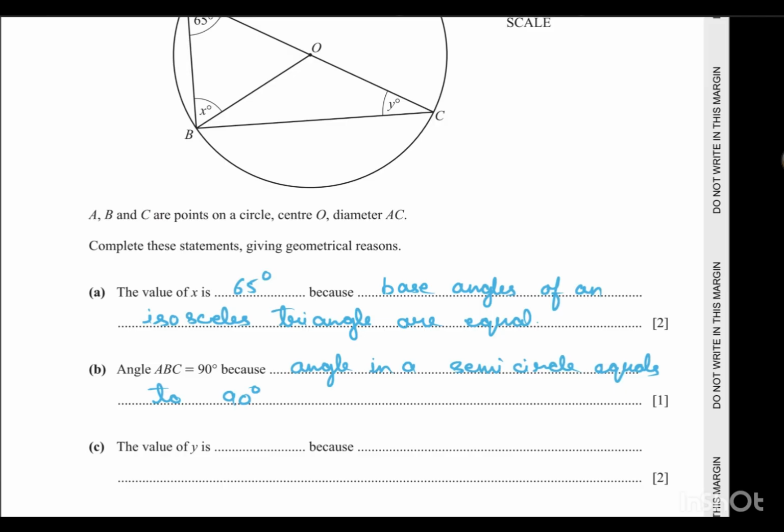The value of y is equal to dash, because now what is y? Y is this angle. Now you know this is 90, you know these two angles, and in a triangle, if you add all the angles you get 180 degrees. So when you do 65 plus 90 plus y, you get 180 degrees. So how will you get the y value? You subtract from 180 the sum of the two given angles.